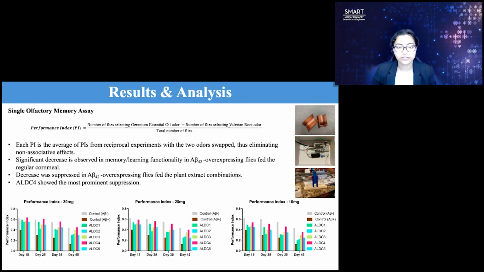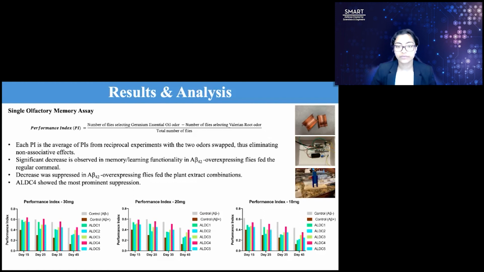And so 20 flies raised on each mixed plant extract food medium were trained to associate an odor with a 65-volt electric shock. I use the T-maze where the flies are first exposed to valerian root odor, along with the shock for 1.25 seconds and a brief rest time for 3.75 seconds. And so after repeating this cycle for 60 seconds, I move the flies to the second level, where they are exposed to geranium essential oil odor without any shock for 60 seconds.